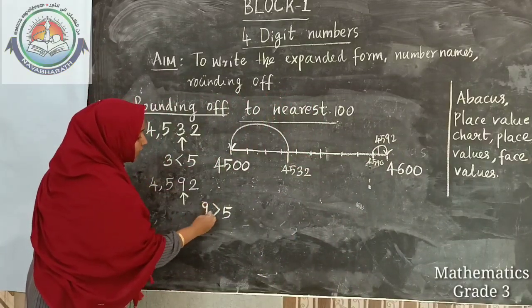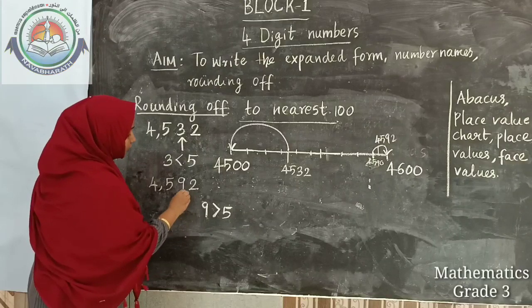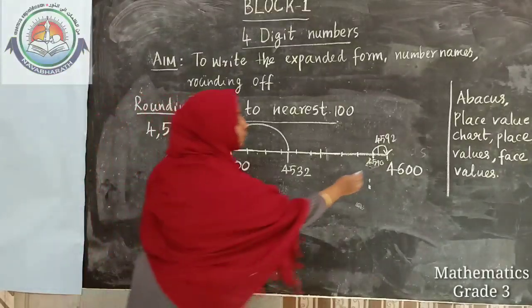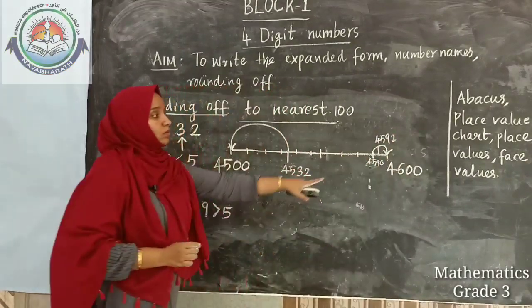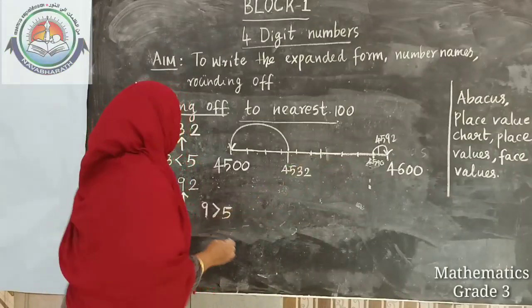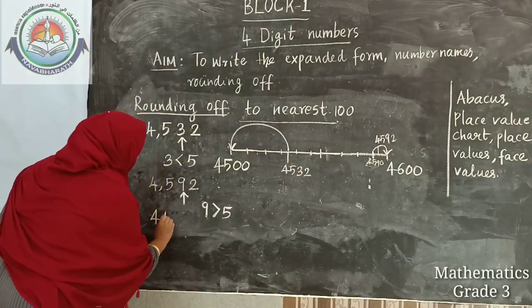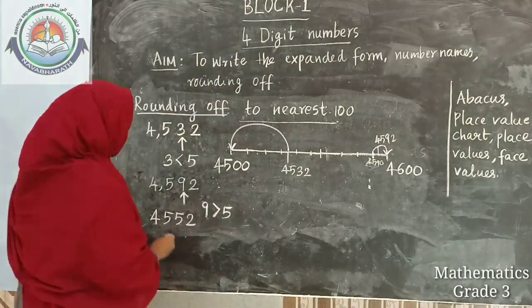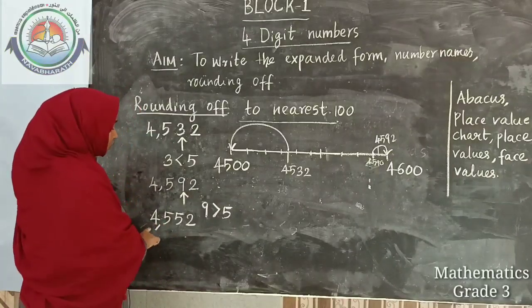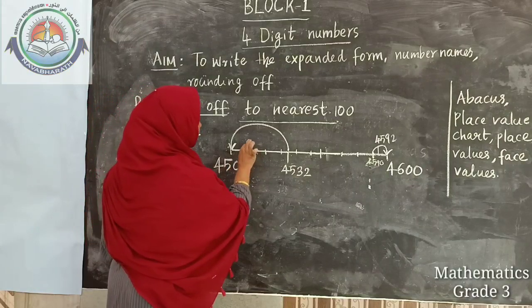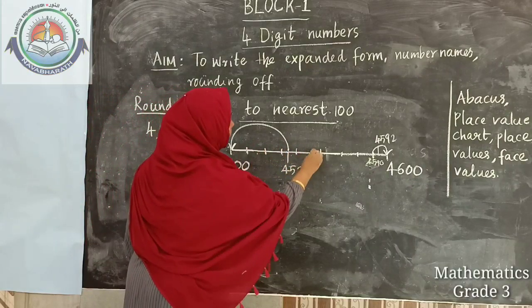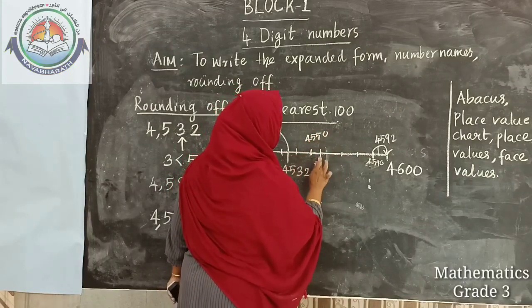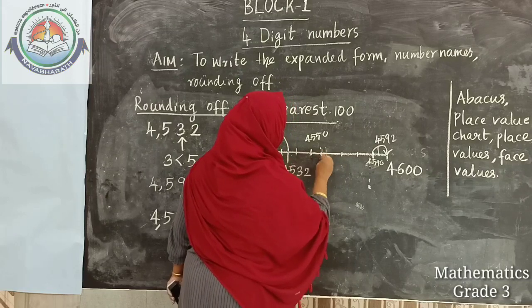Here our number is 9 at the tens place. It is greater than 5. So it rounds off to 4,600, the next higher hundred. Consider our number 4,552. Where is 4,552? This is 4,510, 20, 30, 40 and 50. 4,550 is here. So 4,552 comes somewhere here.